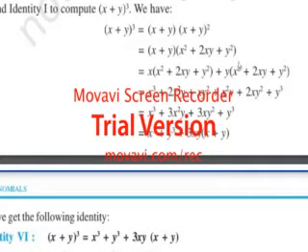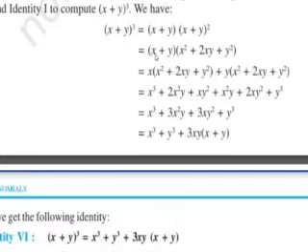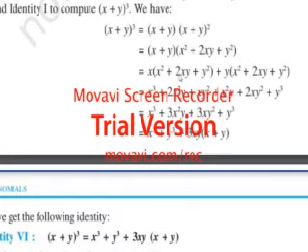This whole x square plus 2xy plus y square is multiplied with x, the first one, and then with plus y. Again this whole x square plus 2xy plus y square has been multiplied. If you see, x into x square becomes x cube, and x into 2xy becomes 2x square y, because 2x into x becomes x square, so 2x square y.